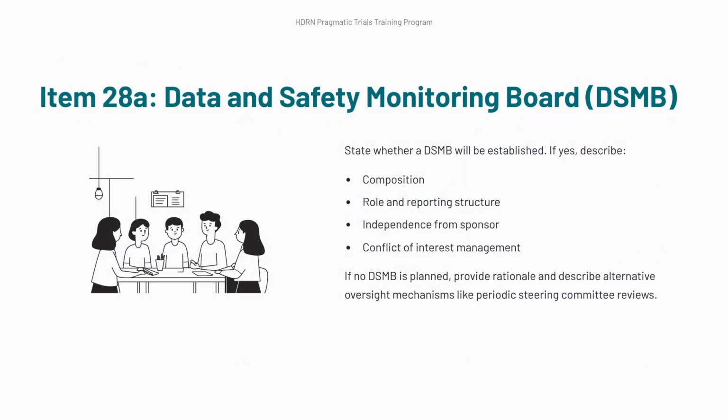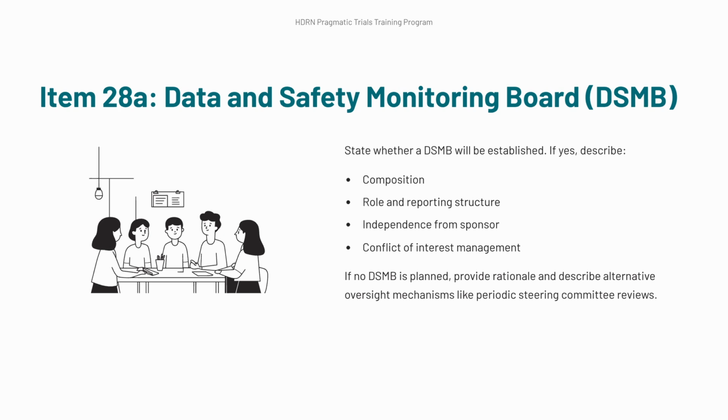Now we move to SPIRIT Item 28A on trial monitoring. The Data Safety Monitoring Board, or DSMB. In the US, this is often referred to as a Data Monitoring Committee, or DMC. The protocol should state whether a DSMB will be used, and if so, briefly describe its membership, its independence from investigators and funders, and how it will operate.